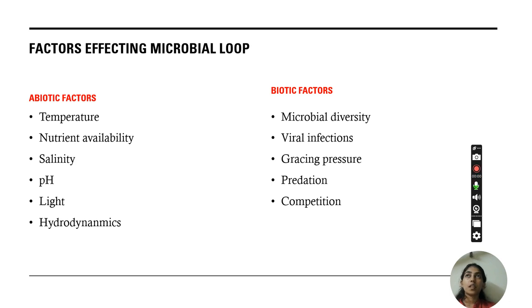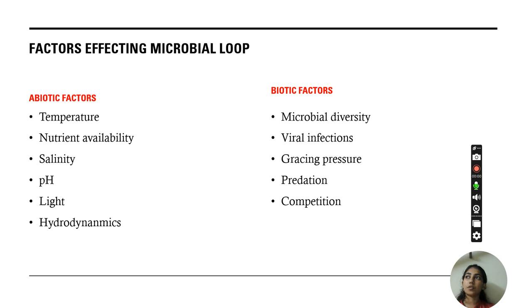Next is salinity. Some organisms flourish in saline environment, and some cannot survive in salinity. Next is pH. This is similar, pH also can control the growth of microorganisms. Next is light. Many of the microorganisms are autotrophic, so light also plays a major role. Next is hydrodynamics. This is like water current.